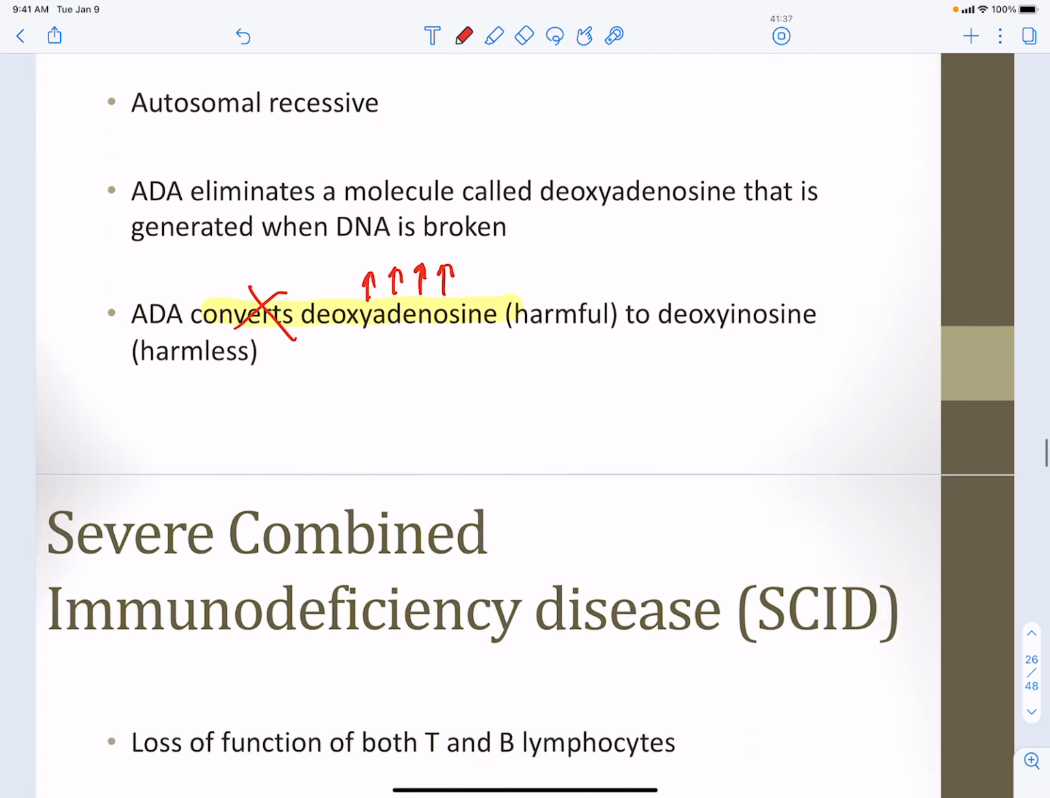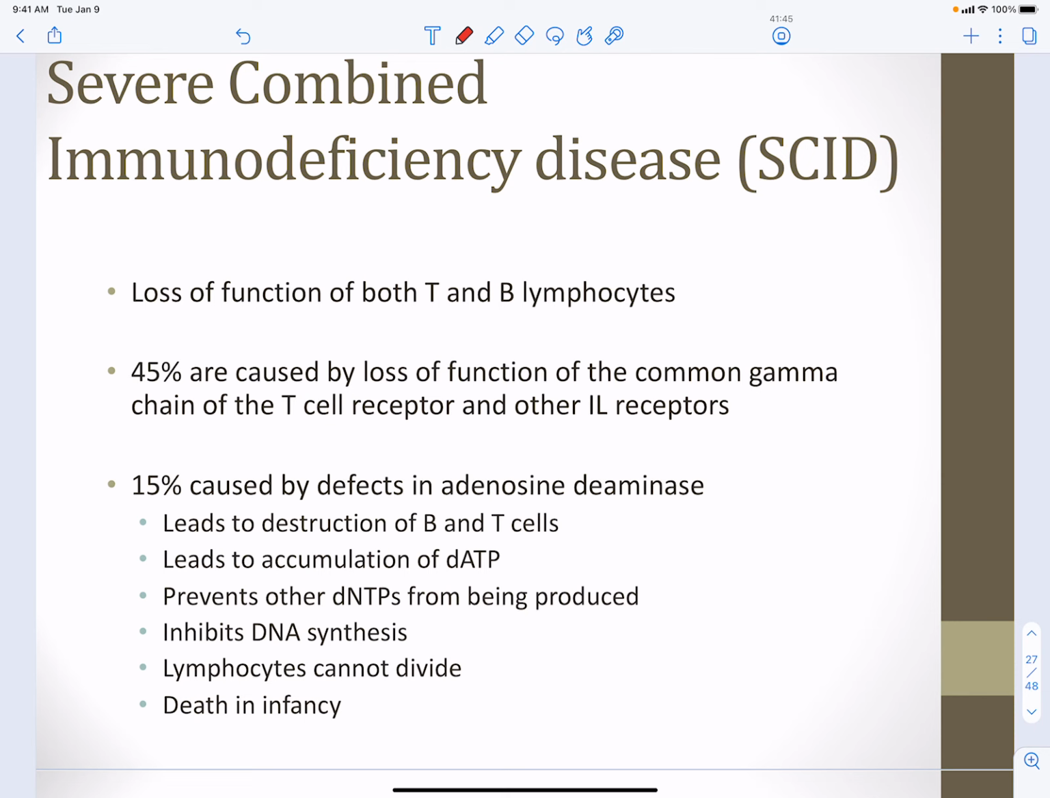So SCID, as I said before, is a loss of T and B cell functions. There are going to be different causes. We're going to talk more about this in immunology. You can have loss of function of different receptors or different communicators of the immune system. You don't have to worry about that for this particular test. Again, we'll do this in immunology.